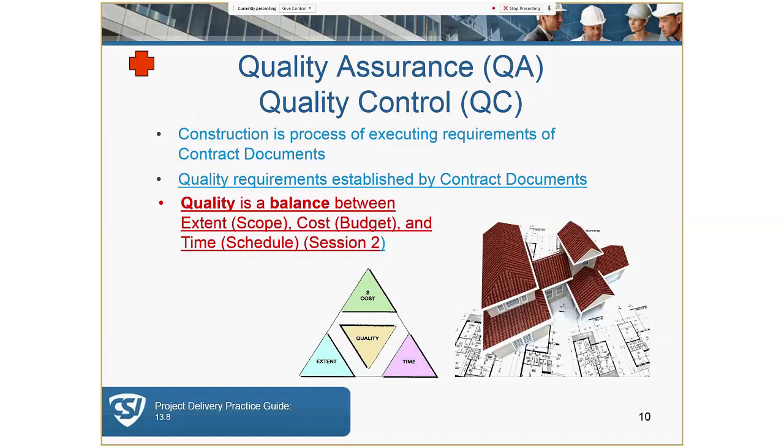Quality requirements are established by the contract documents, primarily by the specifications as discussed in a previous session, and there's no need to expand on this further. We all know that the drawings cover basically the quantity and layout of the work, but the specifications deal with the quality of the work.